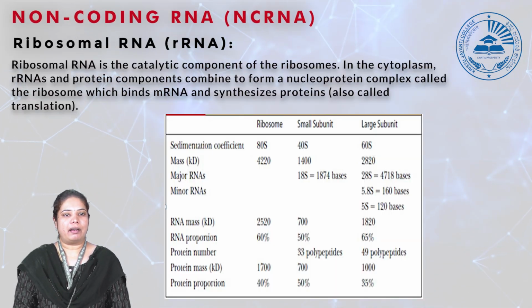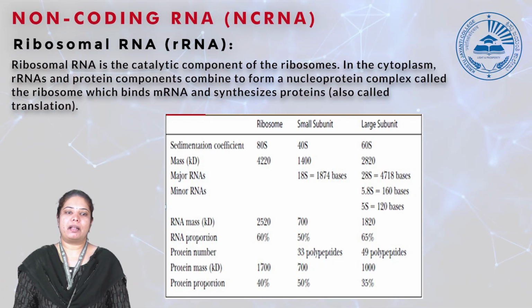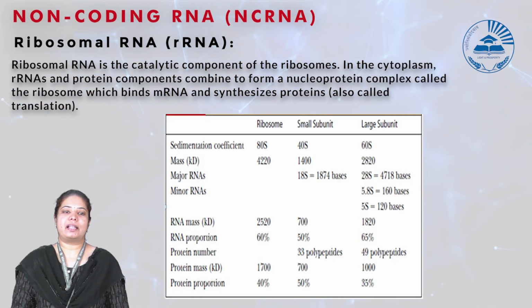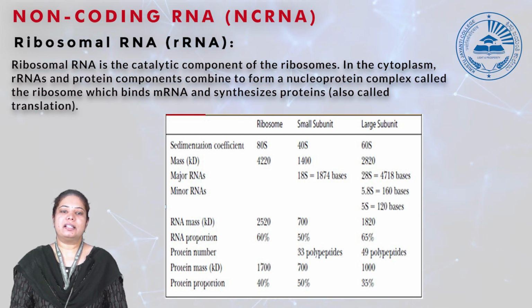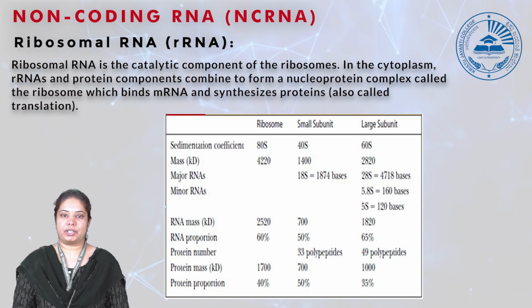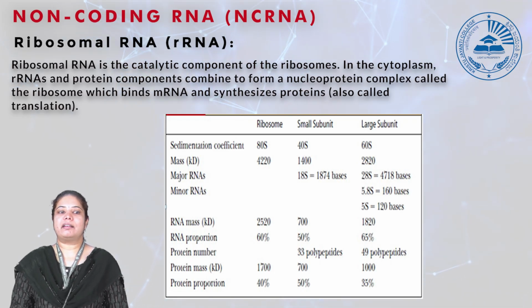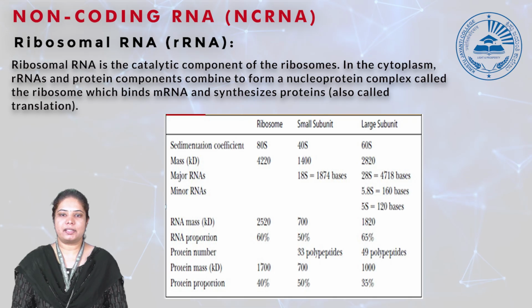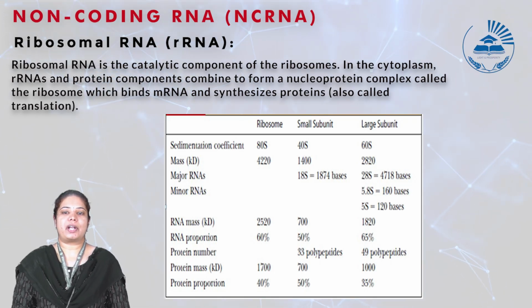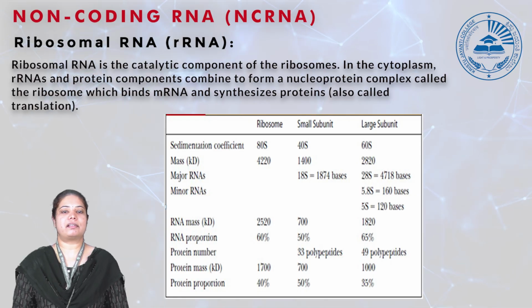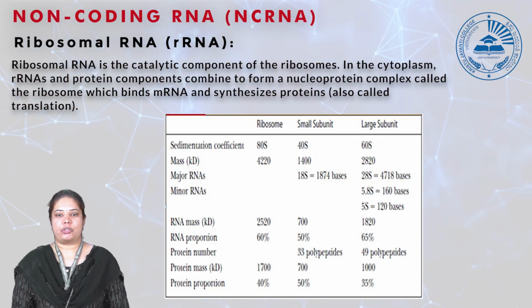Under non-coding RNA, we have ribosomal RNA, which we call rRNA. The ribosomal RNA has the catalytic component, and this catalytic component is used for the synthesis of new protein. In the cytoplasm, rRNA along with protein forms a nucleoprotein complex which we call the ribosome, and that ribosome goes and binds with mRNA and synthesizes new protein through the translation process.